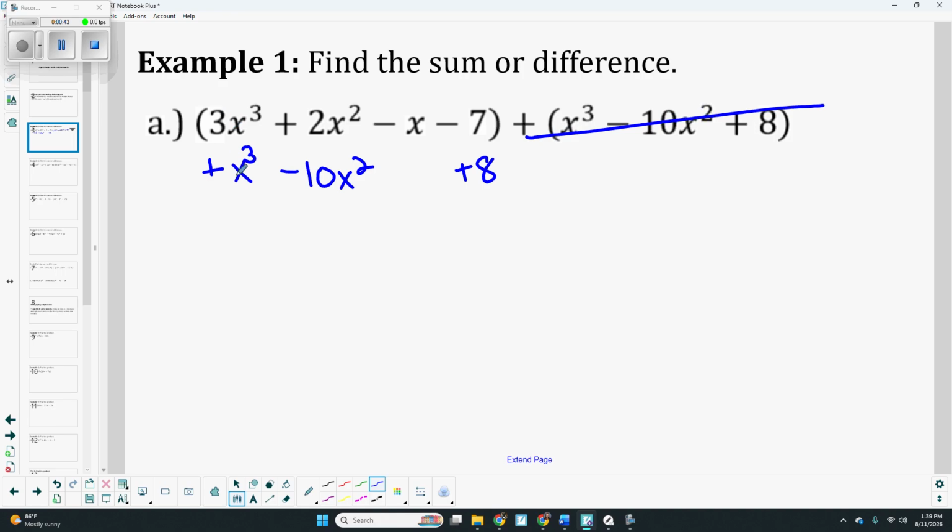So now 3 plus 1 is 4x cubed. Positive 2 and negative 10 is negative 8x squared. We just have a negative x, and negative 7 plus 8 is plus 1.